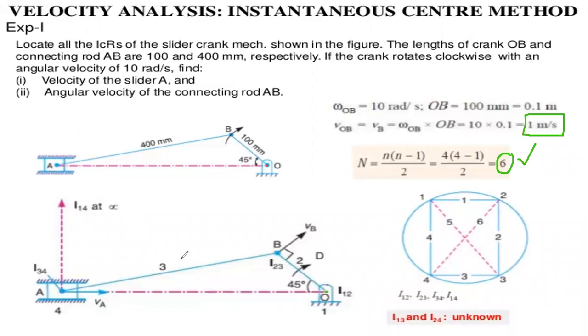So from the diagram, I13 and I24 are unknown values, so we need to find those. From the formula, we have drawn this diagram with the constraint values of the instantaneous centers, which are at the different points A, B, C and D. The fixed link is taken as O, then the other links are taken as A and B.